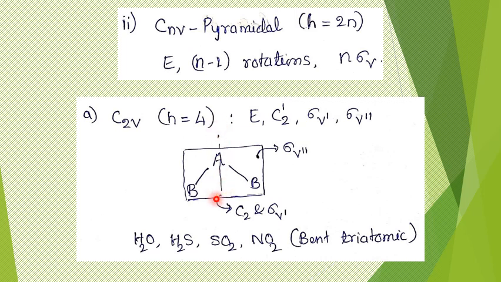So that plane will be another plane. Therefore, now essentially we have two planes, one identity operation and one C2 operation. Therefore this molecule goes to C2. Very important point, this is to be remembered.